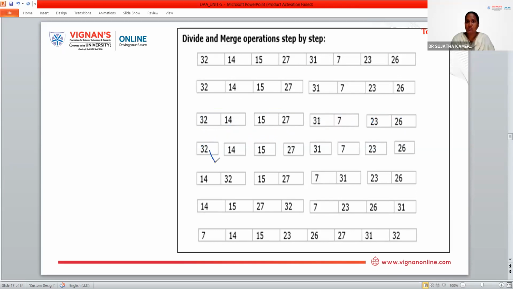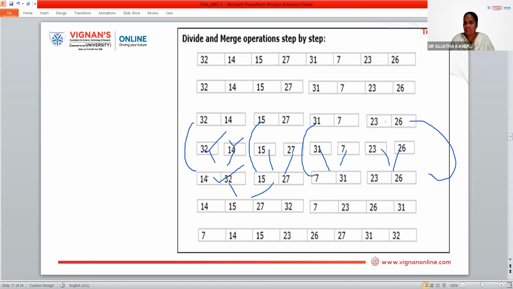Now these two subarrays are merged. Now this is a sorted subarray and this is another sorted subarray. These two are merged together. I'll get this sorted array, which is the solution for this one, right? Now here again these two are merged, which gives the solution for this one. Now these two are merged, which gives the solution for this one. Now these two are merged, which gives the solution for this one, right? Now these two are merged together.